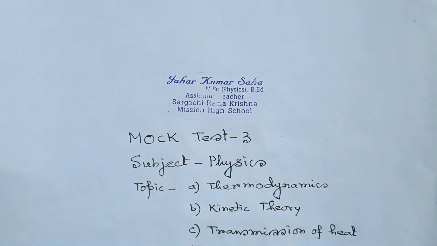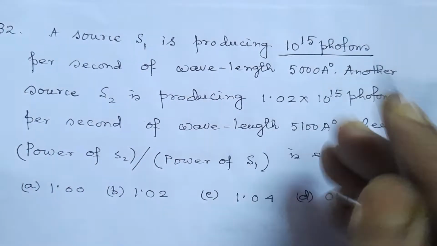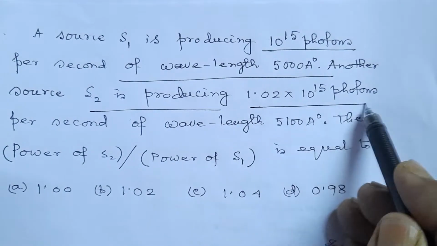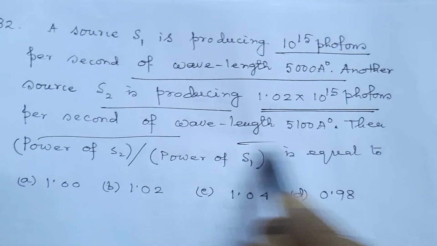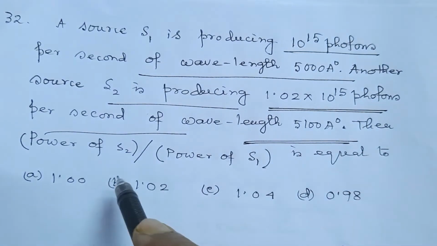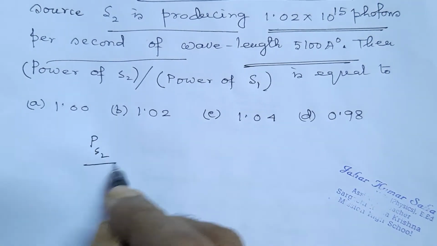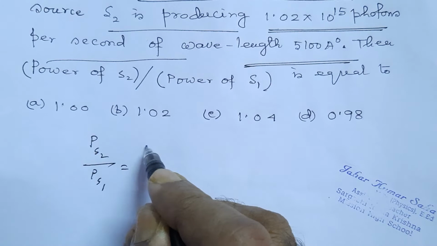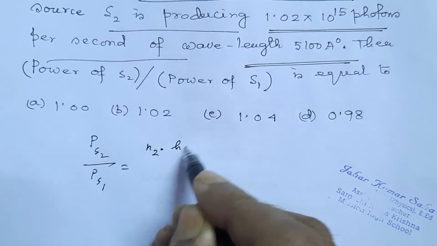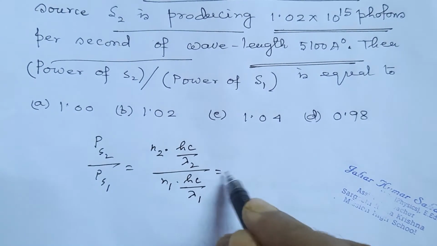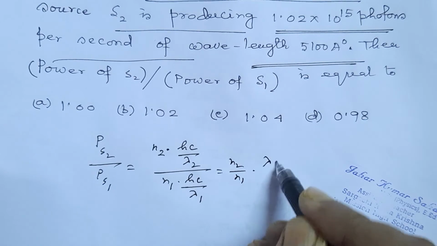Now let us see question number 32. A source S1 is producing 10 to the power 15 photons per second of wavelength 5000 angstrom. Another source S2 is producing 1.02 into 10 to the power 15 photons per second of wavelength 5100 angstrom. Then the power ratio S2 by S1: P S2 is N2 into hc by lambda 2, and P S1 is N1 into hc by lambda 1. That is N2 by N1 into lambda 1 by lambda 2.